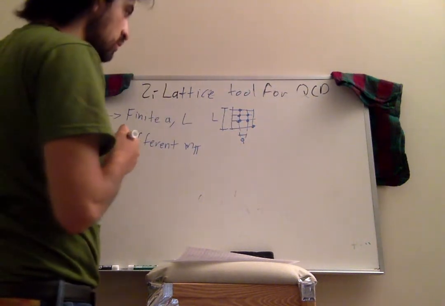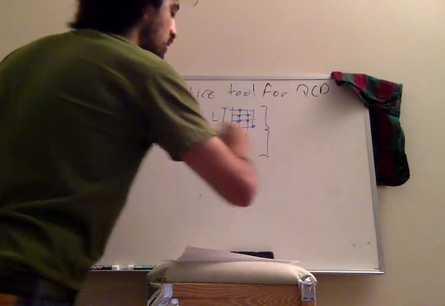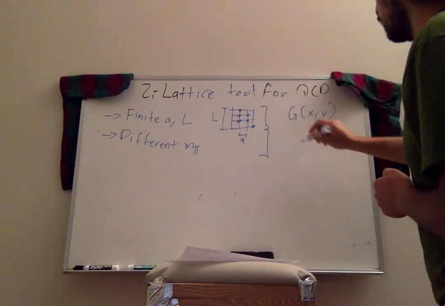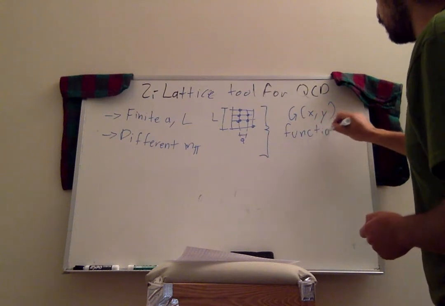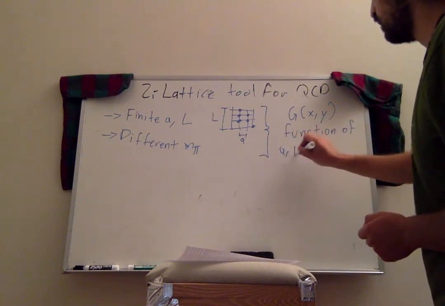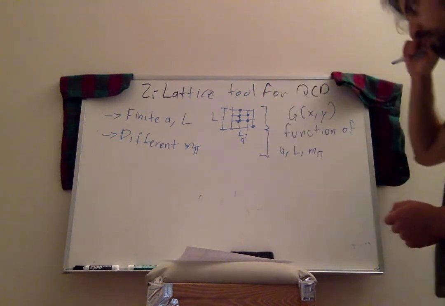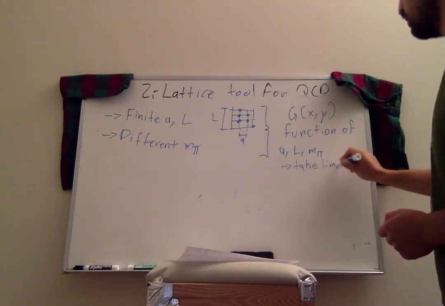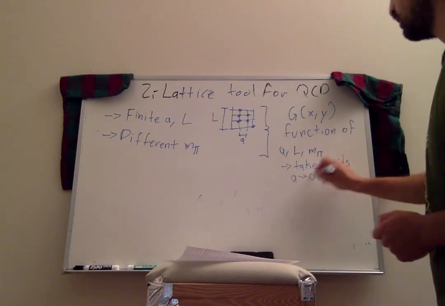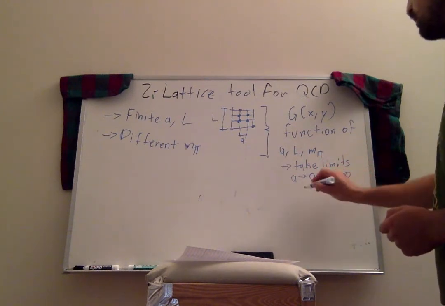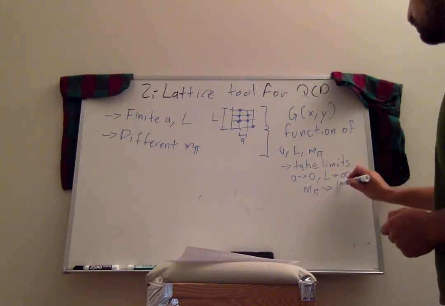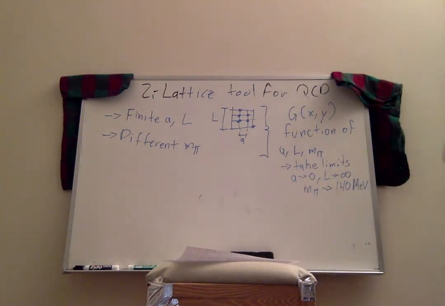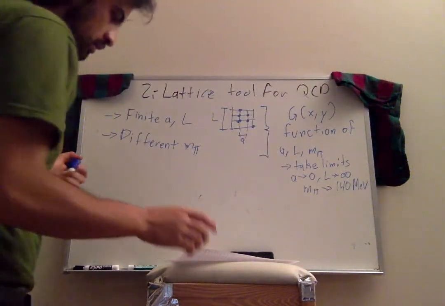But you can obviously come and say, okay, well, I can study G of x, y as a function of a, L, and m pi, where m pi is the mass of the pion, and then take limits. So the continuum limit, the infinite volume limit, and then mass pi to 140 MeV. So as long as you're taking the limits appropriately, this should work.